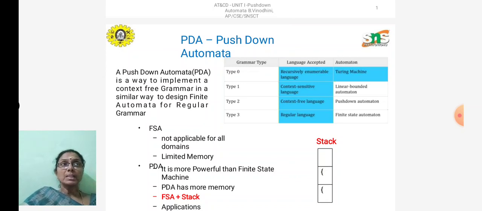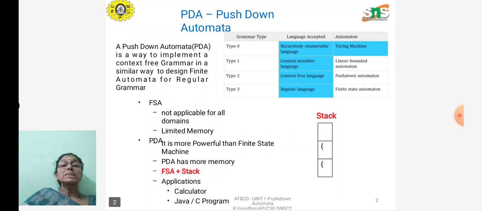From state 0, it reads the input symbol and goes to the next state. That is a finite state automata. But the push-down automata is more powerful than the finite state automata. It has more memory, because it is a combination of the finite state automata plus a stack.